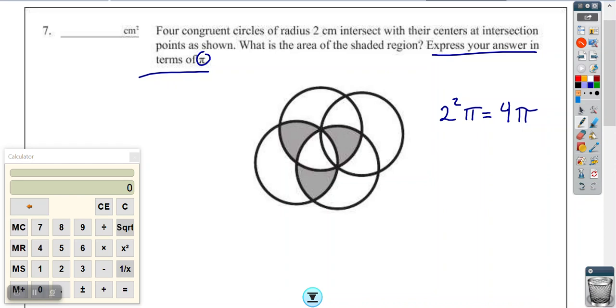So I'm looking at this, and man, I would really want all of the shaded regions to be inside one circle. Now, I notice that this shaded region here and this shaded region here are inside this circle, right?